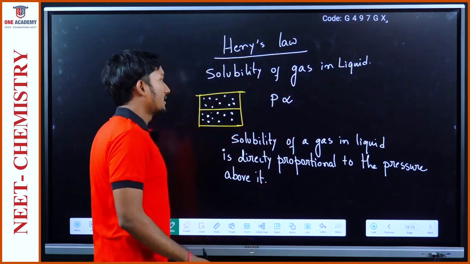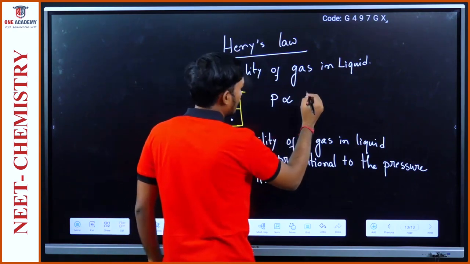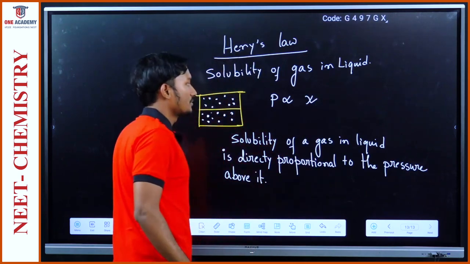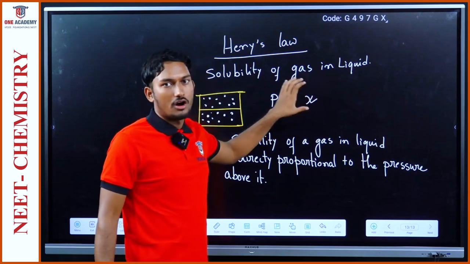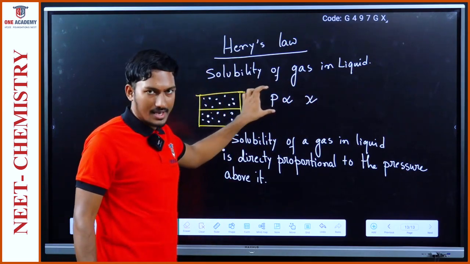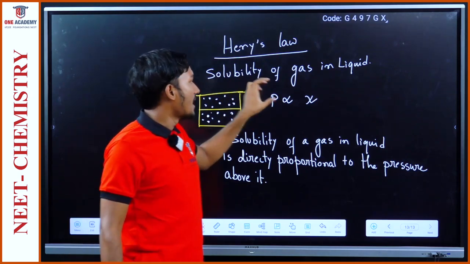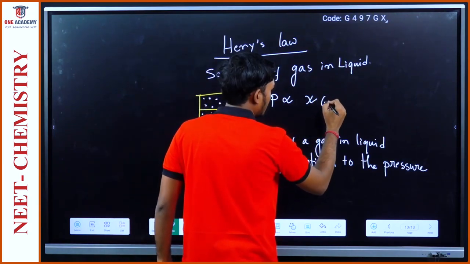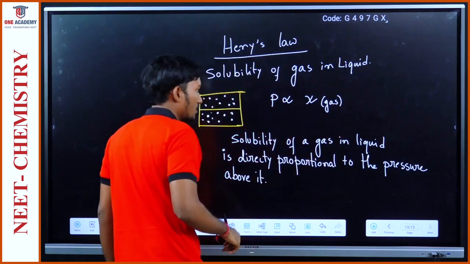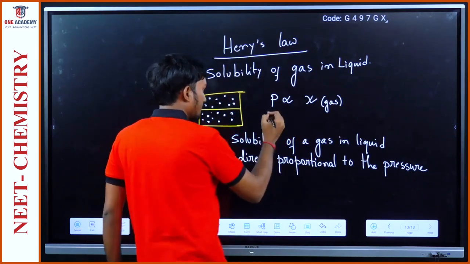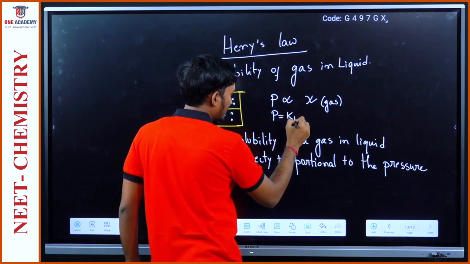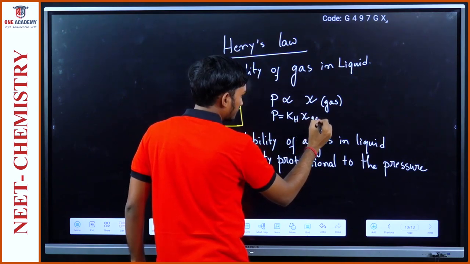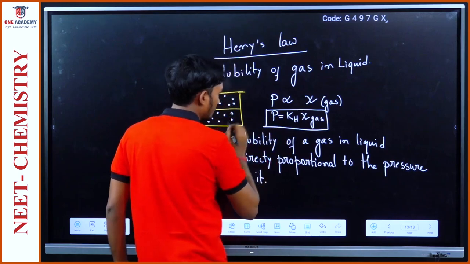That means pressure is directly related to X or chi, that is the mole fraction of the dissolved gas. Pressure of the gas is directly proportional to the mole fraction of the gas in the dissolved state. Now, P I can write as KH times chi. KH is called Henry's constant, and this is Henry's law.